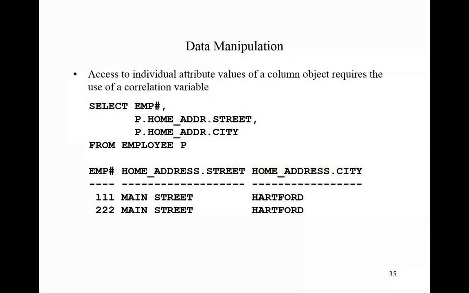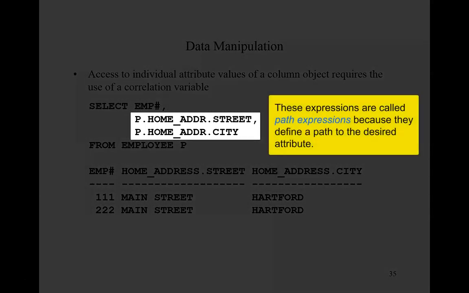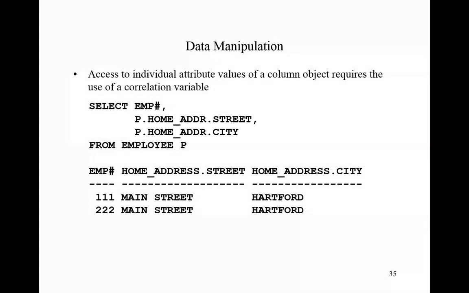P is used to qualify the column that contains the object value, p.homeAddress. Then we express a path expression by using a dot operator to go a step further and extract the value of an individual attribute of this column object, p.homeAddress.street, p.homeAddress.city. So the dot notation is used to identify the attribute of the object qualified by the correlation variable. So note that home address is the name of the column, not the name of the data type.